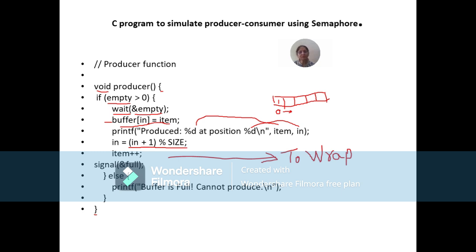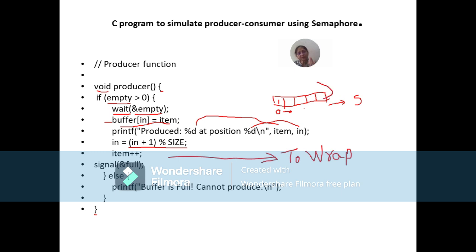Why do we use this modulus size? We could have just used in is equal to in plus 1. But as we move 0, 1, 2, 3, 4, once the buffer is full, at some time in will take the value 5, which is outside the bound of our array, and it's going to give us an error. So what we want is to wrap up when everything is full.